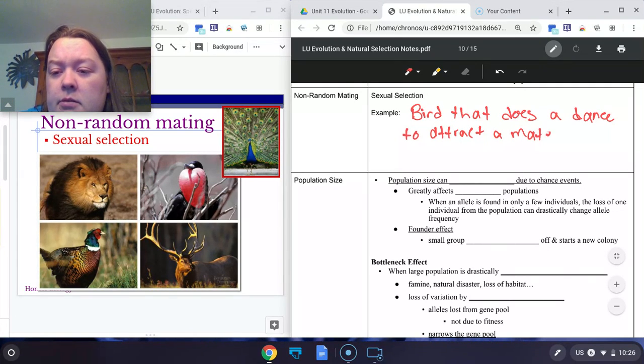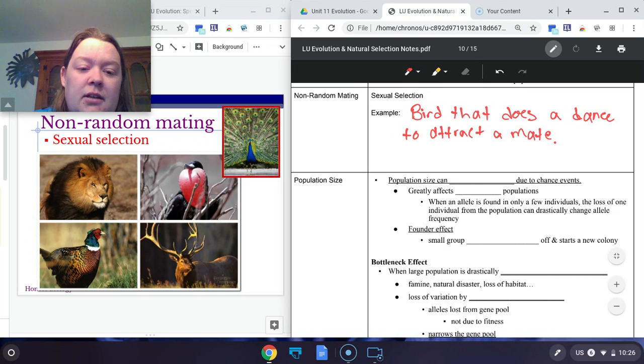Many bird species will do some type of dance to attract their mate, and they have to do a really good dance. The male birds need to do a very perfect, beautiful dance to attract the females to mate with them. So this is non-random mating, because the males have to have a good dance, or beautiful tail feathers, or the biggest antlers, or they have to call or sing the right tune or something.